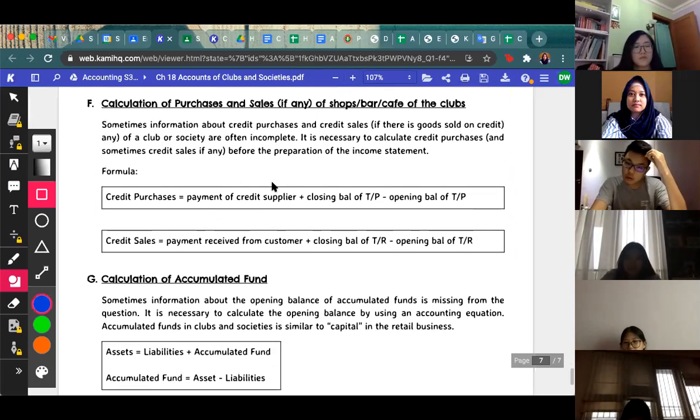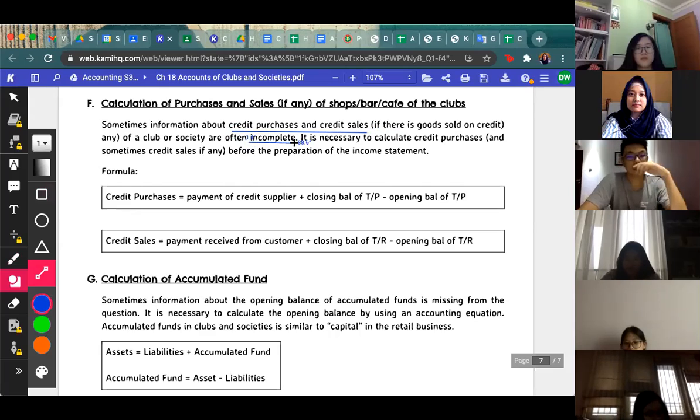Now, last two parts. Calculate purchases and sales, if any, at shops, bar, cafe, or the clubs. Sometimes the information about credit purchases and credit sales, if there are goods sold on credit by a club, is often incomplete. You have learned about incomplete records before. So it is necessary to calculate the credit purchases also, and sometimes credit sales if it is asked, before you prepare the income statement.